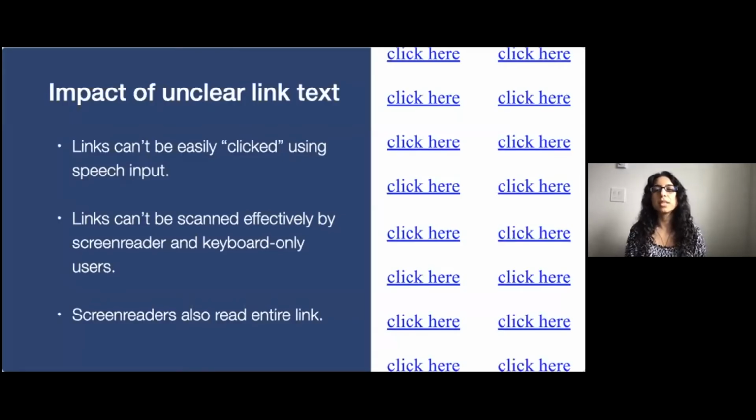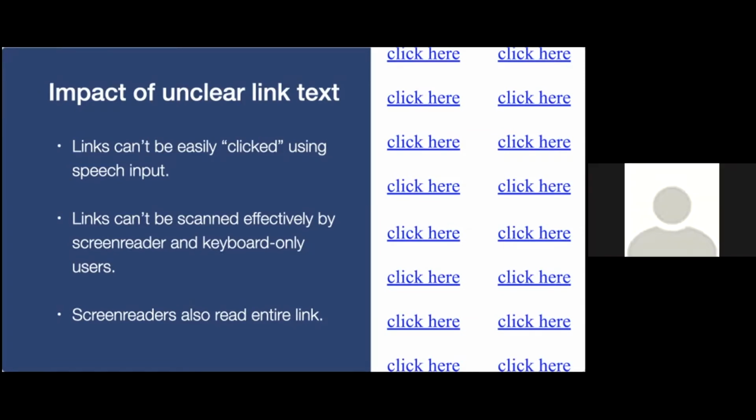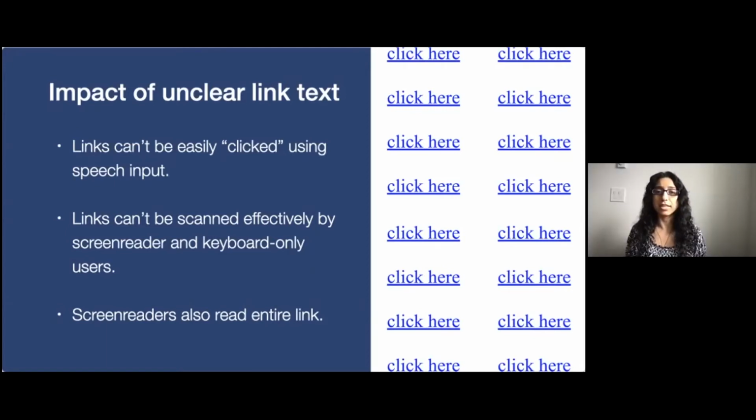So what happens when link text is not descriptive and doesn't actually make sense out of context? So first, people with limited dexterity who are using speech recognition software may want to activate a link using voice command. So for example, they'll say click, and then they'll say the link text. Now, if you have multiple links with the same name on the page, then these users are going to have to carry out a few extra steps to be able to activate specific links.